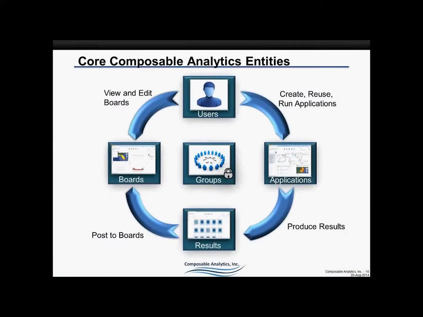So within the environment, there's these five core entities that people interact with. The first is users, right? Users go to the system, they create, reuse, and run applications. Applications produce results, and results might be posted to boards, or they might be sent to another system or another person. And then other people can go and view and edit those boards. And boards are a great way for people to organize lots of results together to create a cohesive view that you want to present to people.